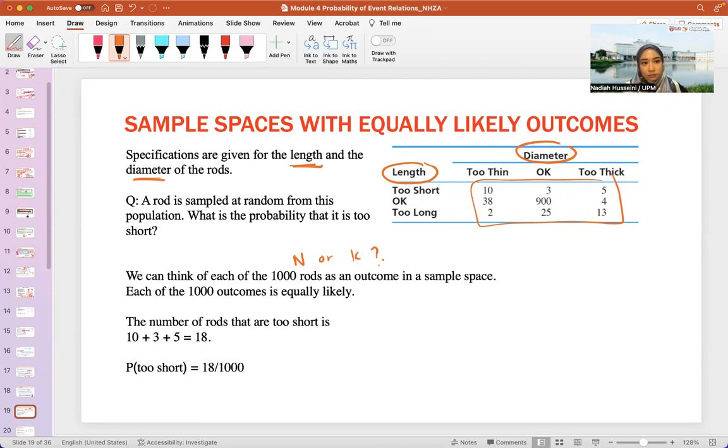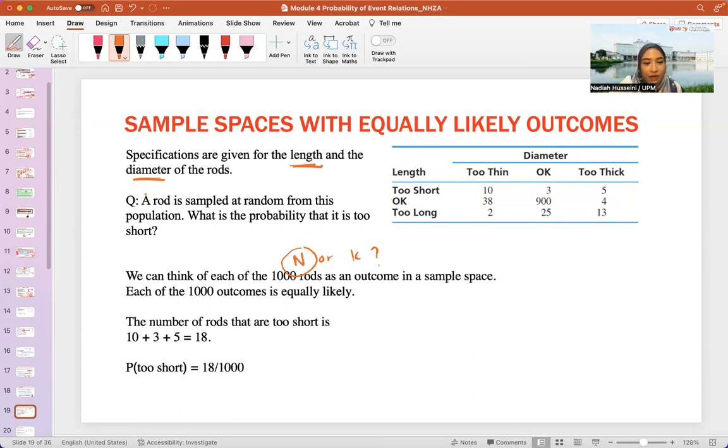Because N is the total number. N is the total number, correct. Or the total number of outcomes in the sample space, correct. So N always refers to your total number of population or sample space, the total possible outcomes. Each of the 1,000 outcomes is equally likely. So the number of rods that are too short, okay, let's see if we're talking about rods that are too short.